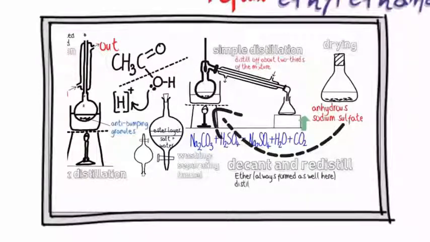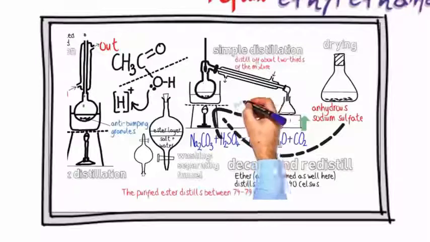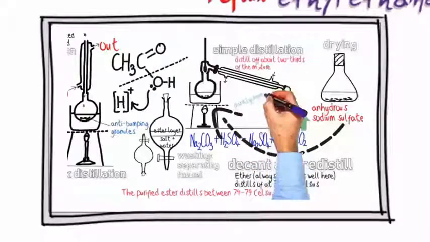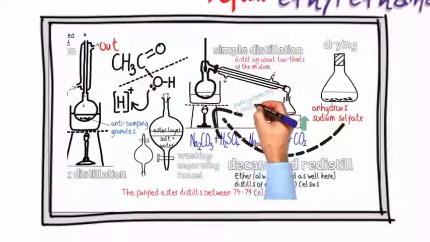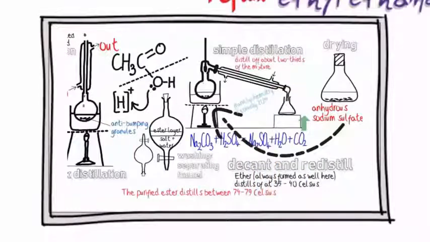Ether is always formed in this reaction as well, and it distills off between about 35 and 40 degrees centigrade. The purified ester distills between 74 and 79, so that fraction is collected as the purified ester. That's it, the preparation and purification of ethyl ethanoate.